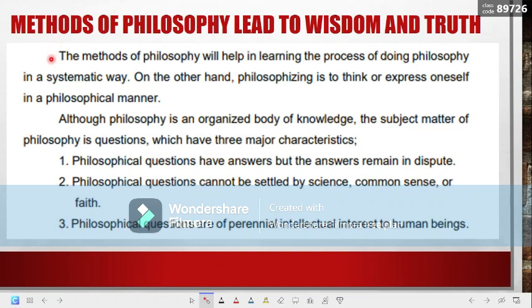Okay, methods of philosophy lead to wisdom and truth. The methods of philosophy will help in learning the process of doing philosophy in a systematic way. On the other hand, philosophizing is to think or express oneself in a philosophical manner. Although philosophy is an organized body of knowledge, the subject matter of philosophy is questions, which have three major characteristics. Number one, philosophical questions have answers, but the answers remain in dispute. Number two, philosophical questions cannot be settled by science, common sense, or faith. Number three, philosophical questions are of perennial intellectual interest to human beings.